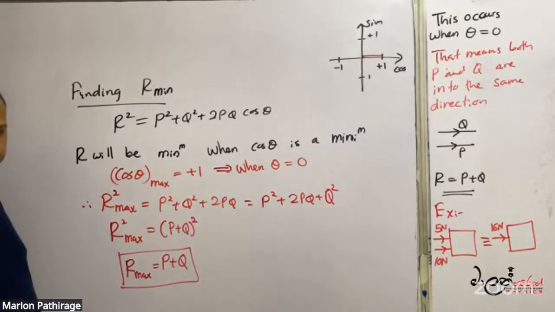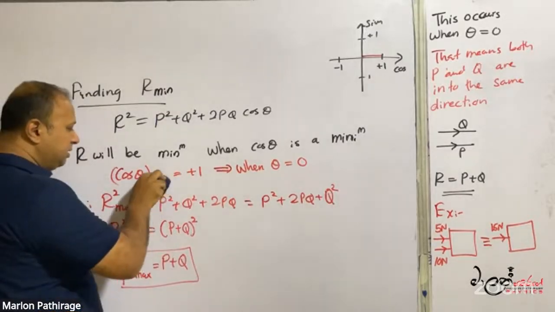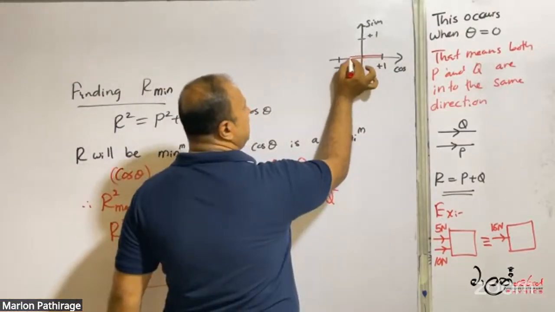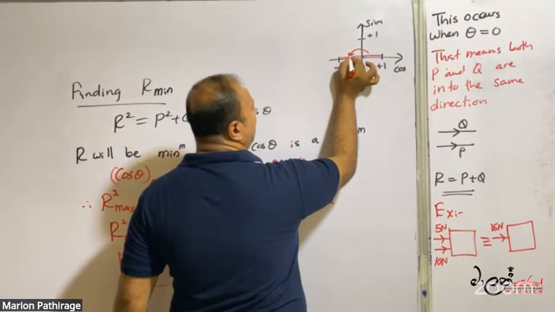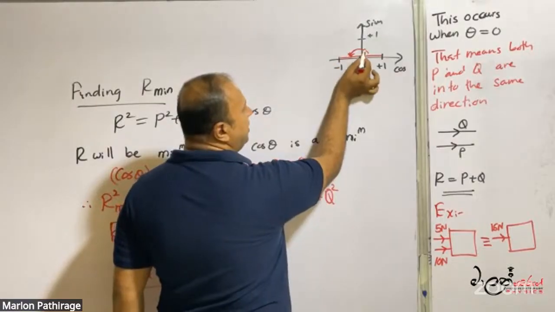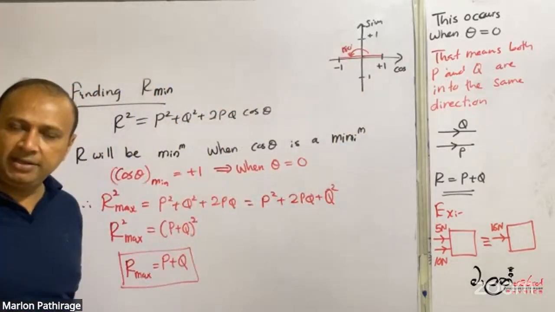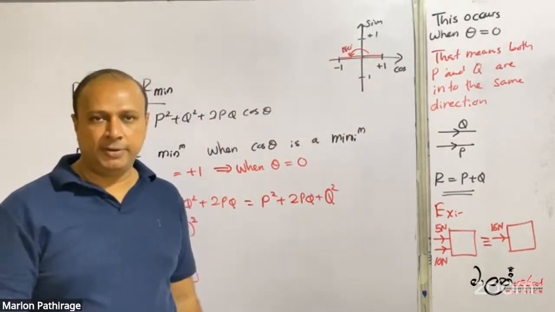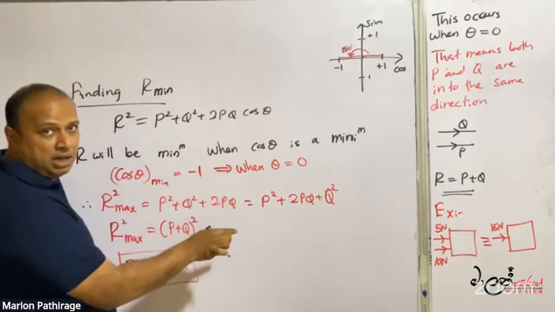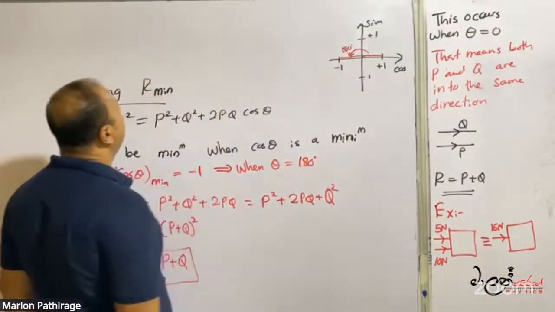When cos theta is a minimum, you know the minimum cos theta value is minus 1. Minus 1 comes when theta is 180 degrees. When theta is 180, the cos value is minus 1. Therefore, the minimum cos value is minus 1, and it comes when theta is equal to 180 degrees.